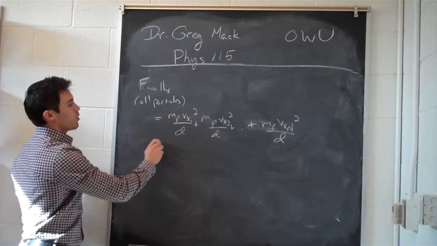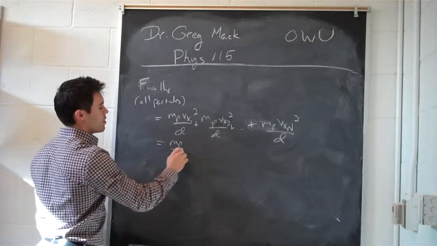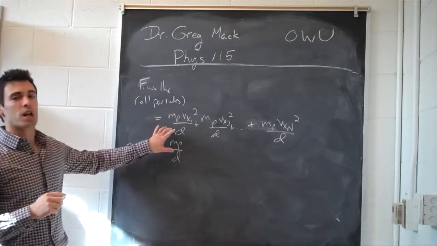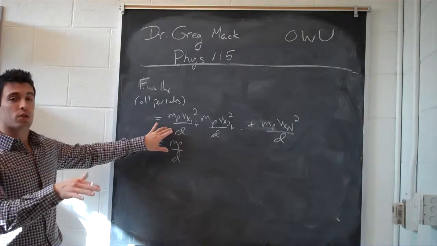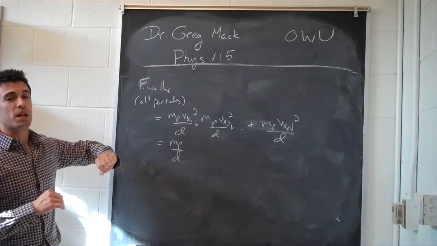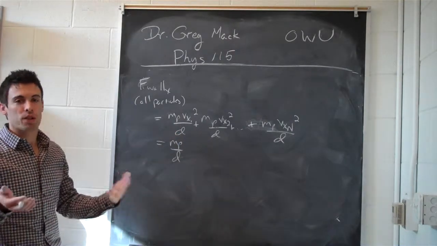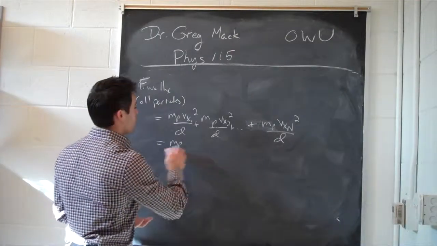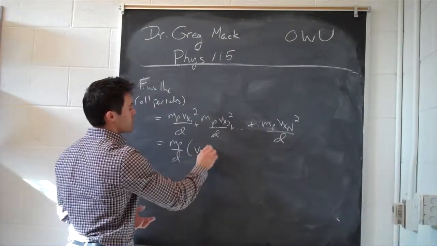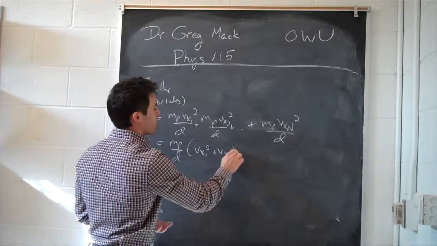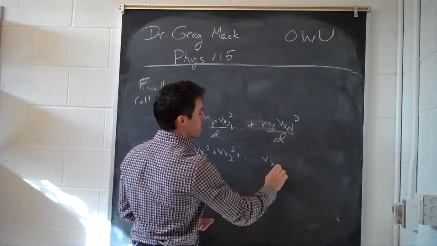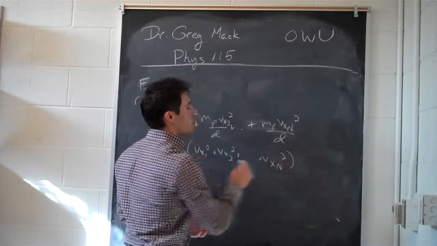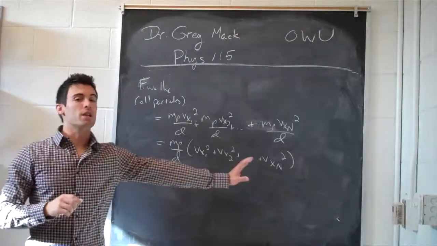Okay, so we're going to factor out the mp over d, because each one of these has a contribution to hitting the wall. Each one will give a certain force to it based on its speed, as we realize here, but their speed isn't going to be the same value. So we have mp over d times Vx1 squared plus Vx2 squared plus Vxn squared. So how can we possibly deal with all these v's?